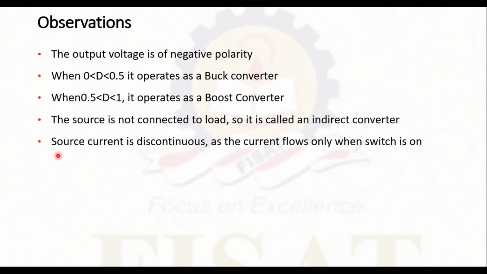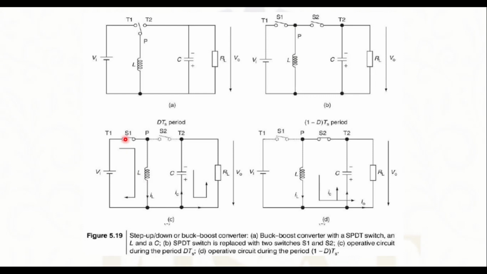And the last point is the source current is discontinuous, as the current flows only when the switch is on. We can see that when both the switches are closed at the same time, there is a direct connection between the input side and the output side. But this is not happening for the buck boost converter. Therefore, there is no direct or continuous current path between the input and output.